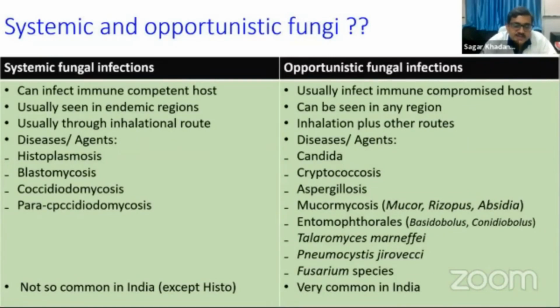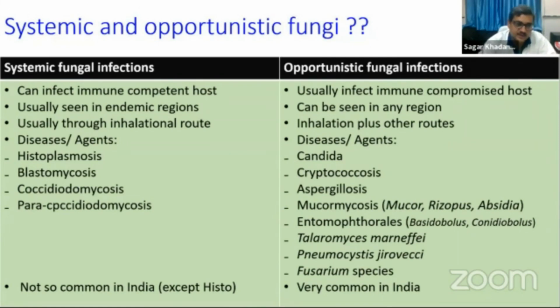They give rise to opportunistic infections. To summarize, systemic fungal infections can infect both immunocompetent and immunocompromised patients, whereas opportunistic infections usually infect only the immunocompromised. Systemic fungal infections are usually seen in endemic regions. In India, we see them to some extent, as I have mentioned, in the Himalayan and northeastern belt, whereas opportunistic infections are seen all over the globe, all over India, in the vulnerable. Systemic fungal infections mostly enter through the inhalational route, whereas opportunistic infections enter through inhalation plus other routes, such as through your mucosa.